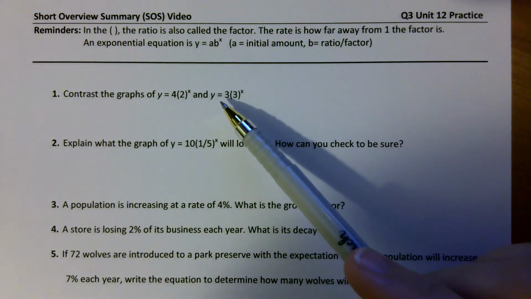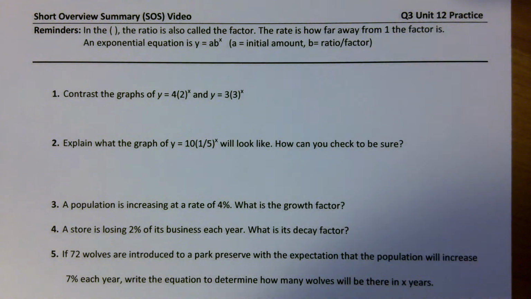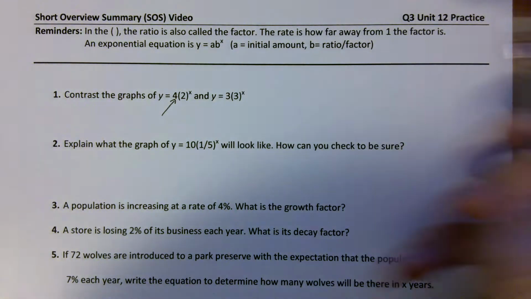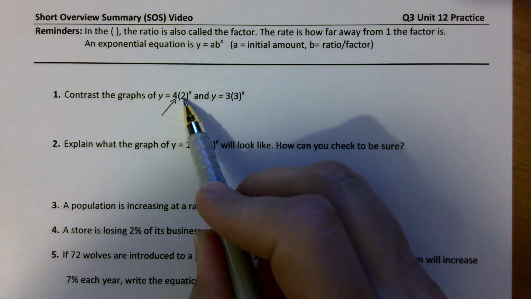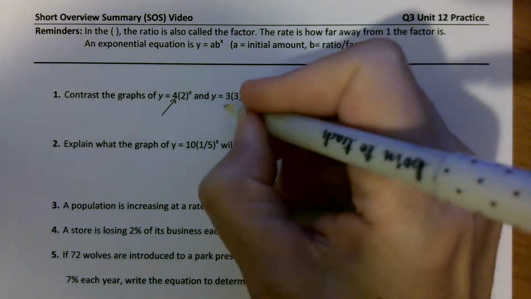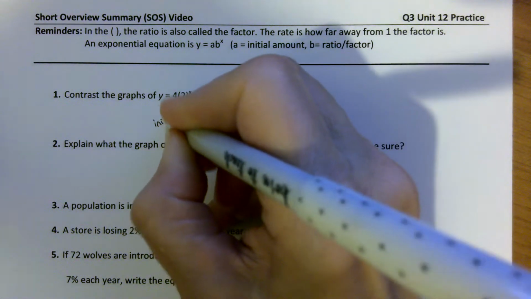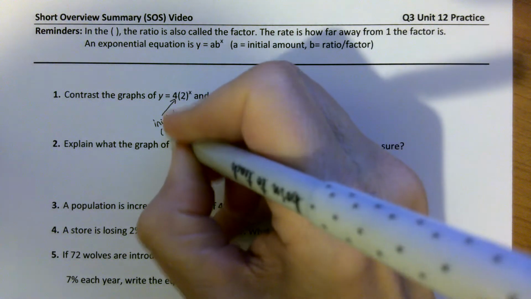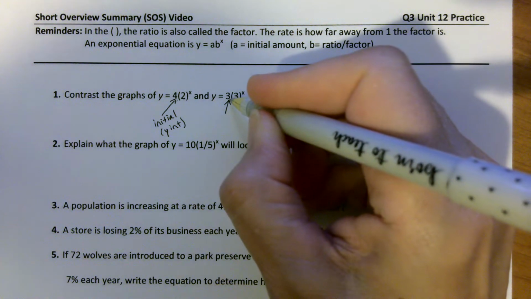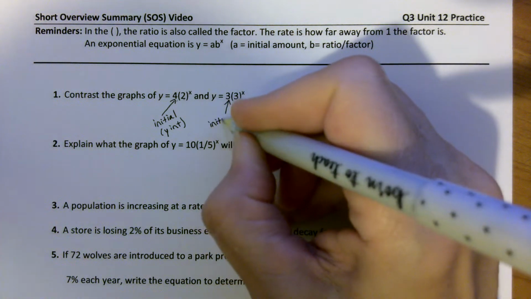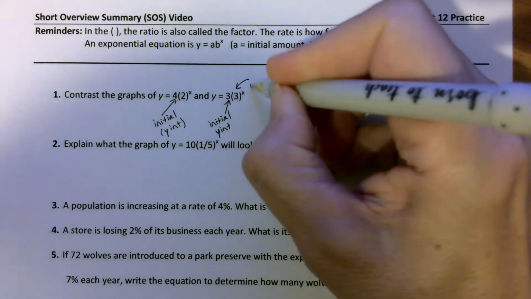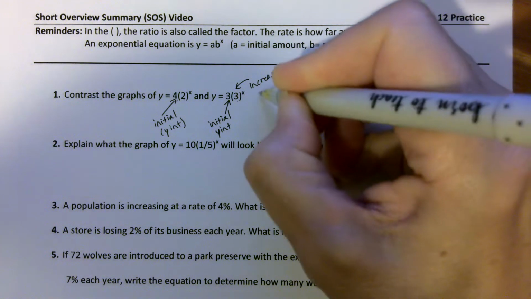So first step, contrast the graphs of these two functions. Well, what you know is that each of them is increasing because as long as the number inside the parentheses is more than 1, it's going to be increasing. The number in front is your initial amount or your y-intercept. So this one would have a higher y-intercept than this one. They are both increasing, but this is increasing at a faster rate.